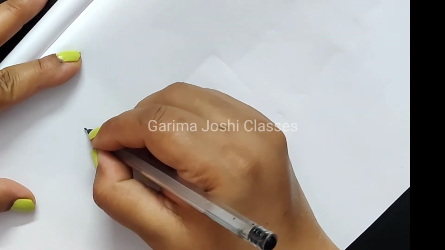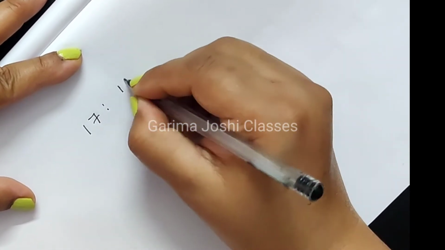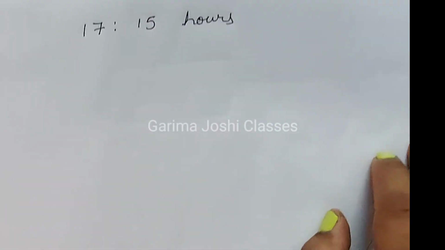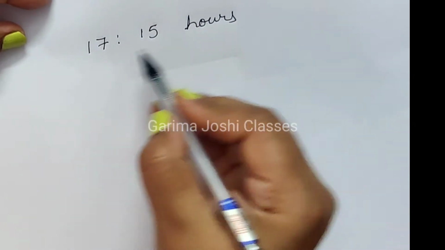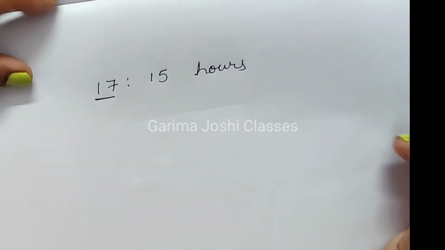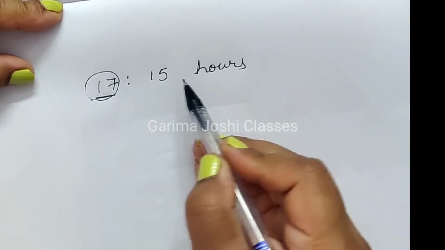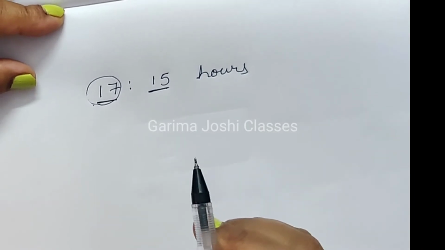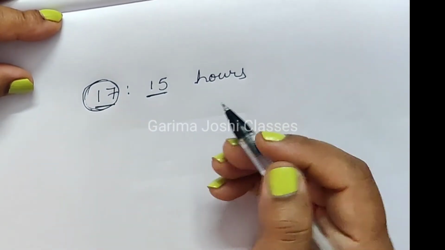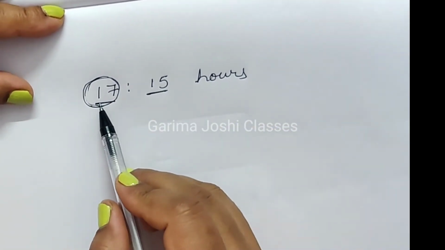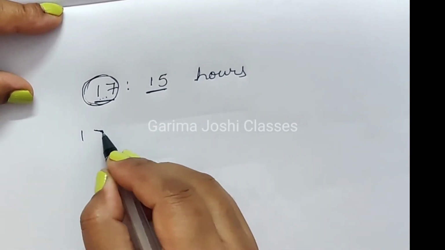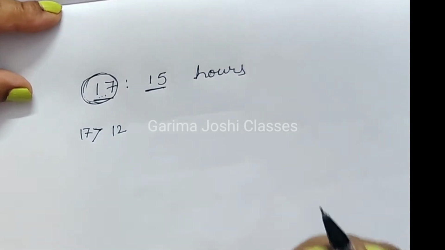If it is written 17:15 hours, it means this is a 24-hour clock. How do we know that it is a 24-hour clock? Because the minute digit is the same in both the 24-hour and 12-hour clocks, but the hour digit changes. We know it is a 24-hour clock because this is more than 12. 17 is greater than 12.